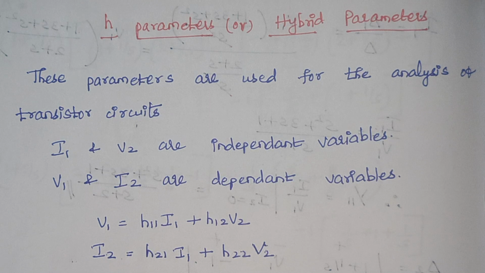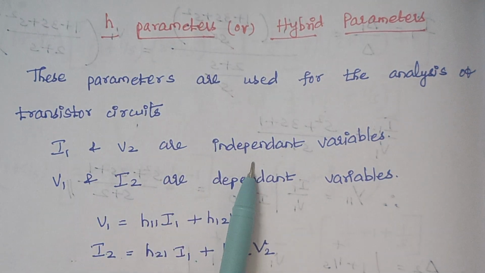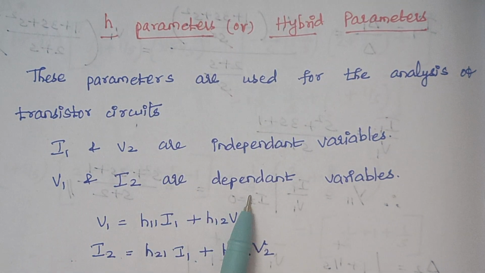H parameters are hybrid parameters. As usual, like other parameters, here also we are going to consider two terms as independent variables and the remaining two as dependent variables. So here we are taking I1 and V2 as independent and V1 and I2 as dependent.